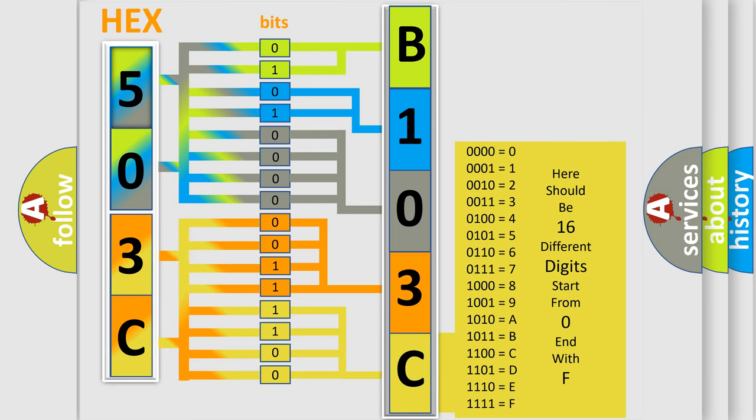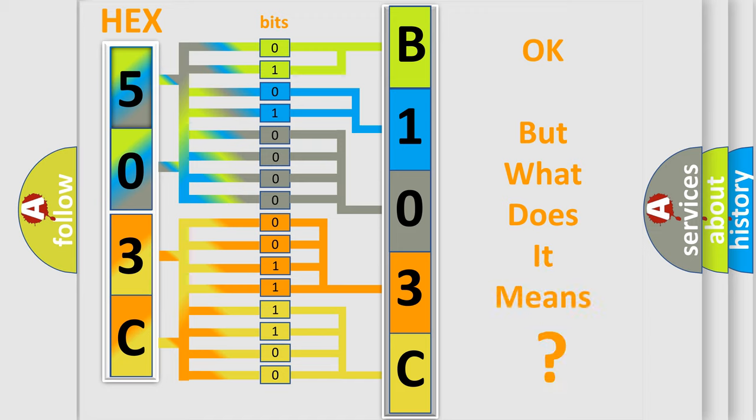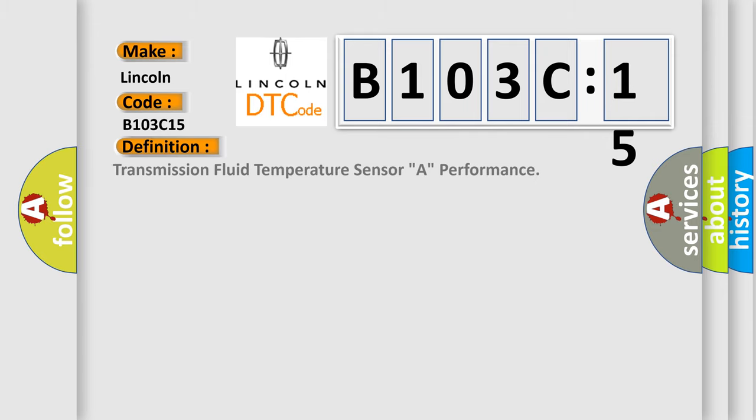We now know in what way the diagnostic tool translates the received information into a more comprehensible format. The number itself does not make sense to us if we cannot assign information to what it actually expresses. So, what does the Diagnostic Trouble Code B103C-15 interpret specifically for Lincoln car manufacturers? The basic definition is transmission fluid temperature sensor A performance.